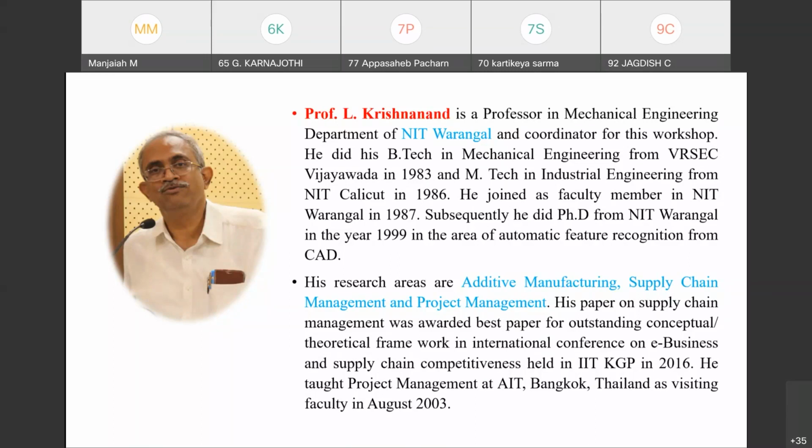His research areas are additive manufacturing, supply chain management, and project management. His paper on supply chain management was awarded Best Paper for Outstanding Conceptual Theoretical Framework in International Conference on E-Business and Supply Chain Competitiveness held in IIT Kharagpur in 2016. He taught project management at IIT Bangkok, Thailand as a visiting faculty in August 2003. And he's published more than 100 research articles and more than 10 book chapters.